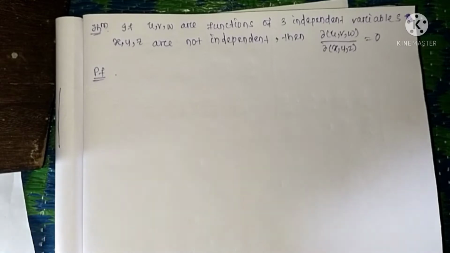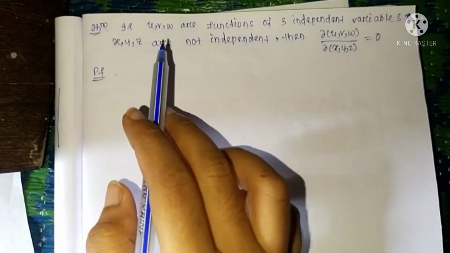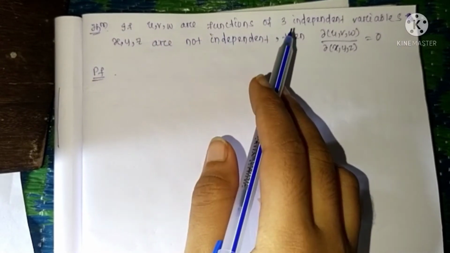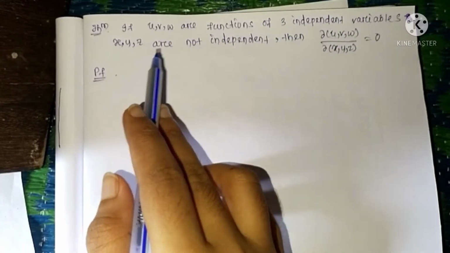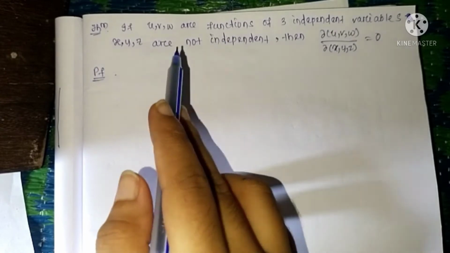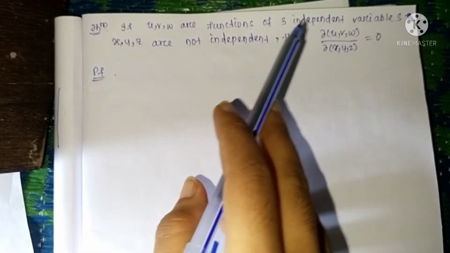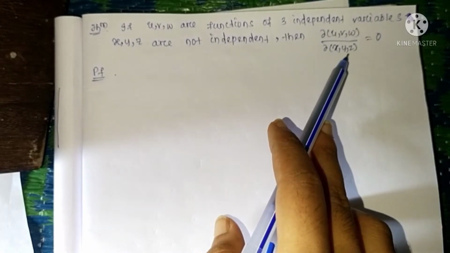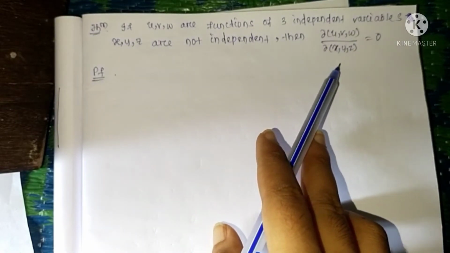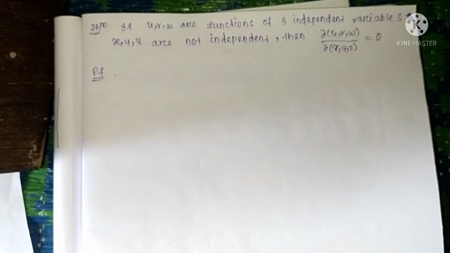Hello students, in the previous lecture we learned two properties of Jacobians. In this lecture we are going to learn another property: if u, v, w are functions of three independent variables x, y, z and u, v, w are not independent, then we prove that the Jacobian of u, v, w with respect to x, y, z equals 0.